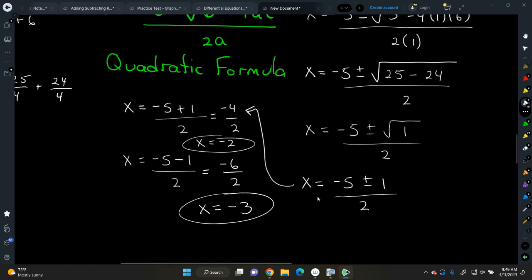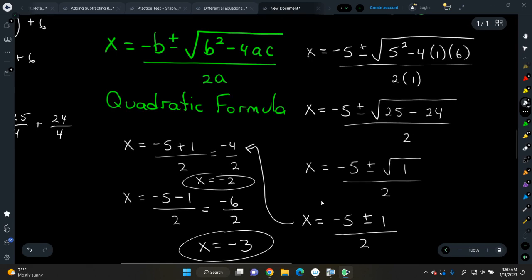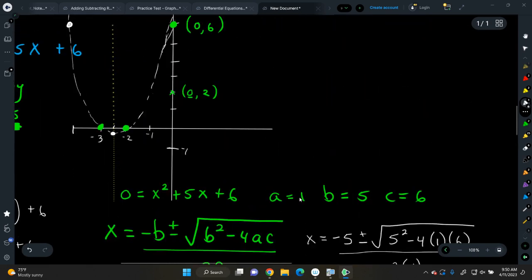It's like that one lesson that we did, absolute values, and it's for the same reason. So we get negative 2 and negative 3. How many times did it cross the x-axis? Two times. It crosses the x-axis at negative 2 and negative 3. The solution is where it crosses the x-axis. The solution is the x-intercept.